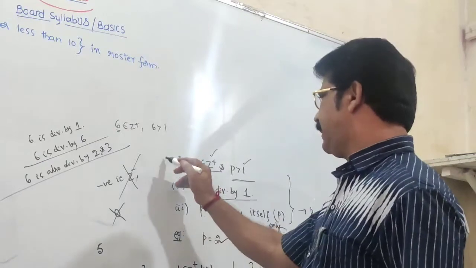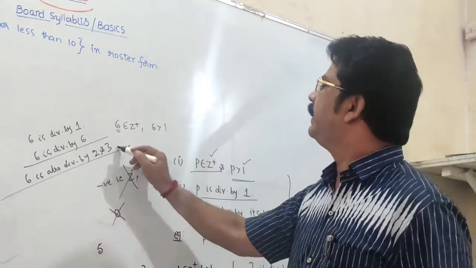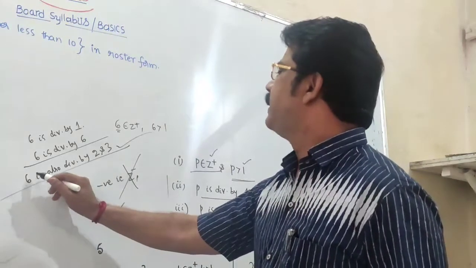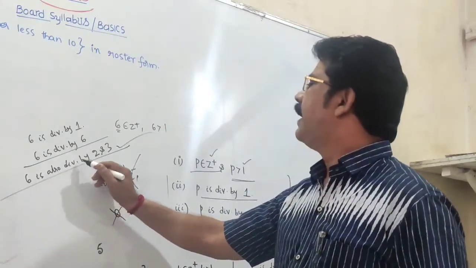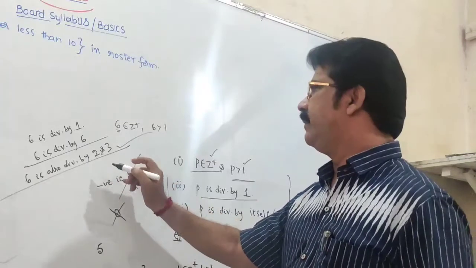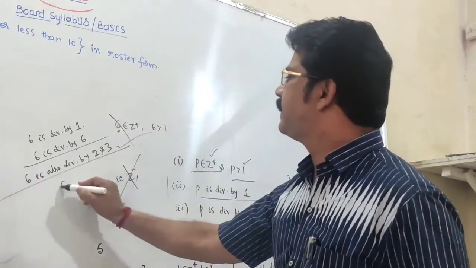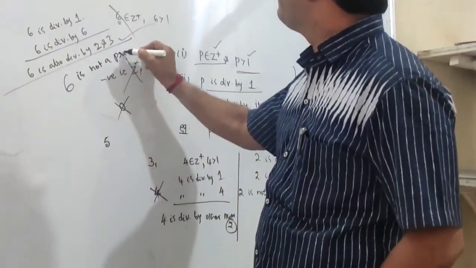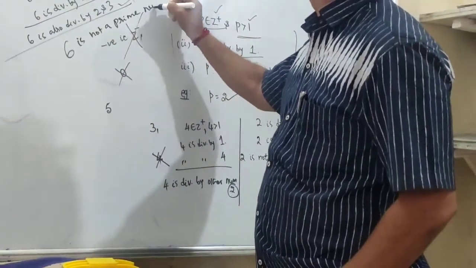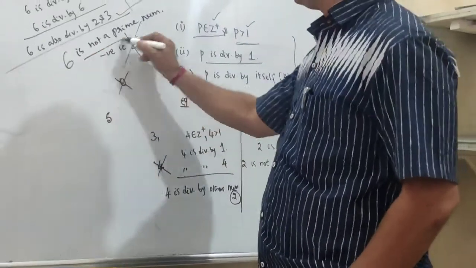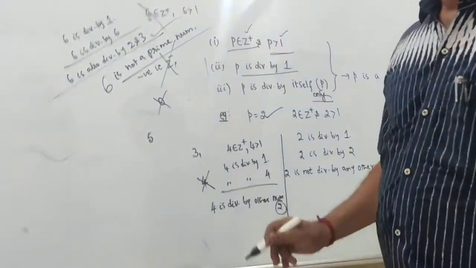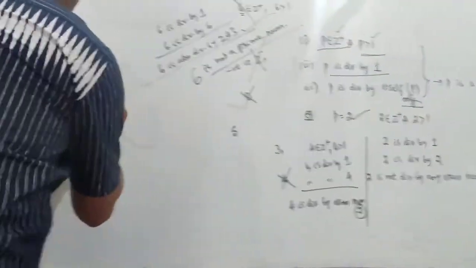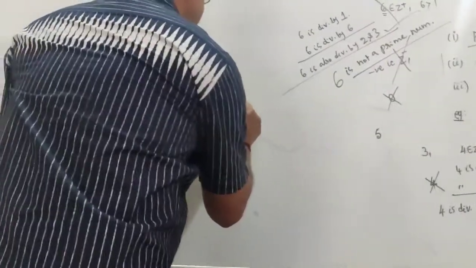Therefore these conditions fail because of this another condition. So 6 is also divisible by other numbers 2 and 3. Therefore 6 is not a prime number. So therefore we can easily list out the prime numbers. I will write here prime numbers.